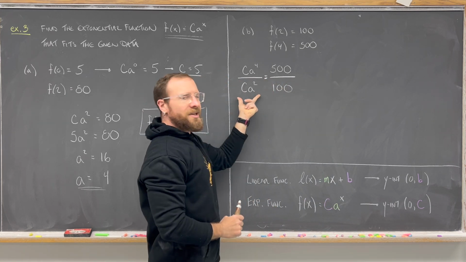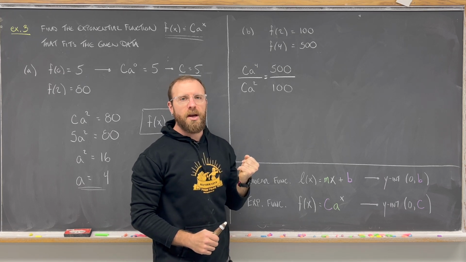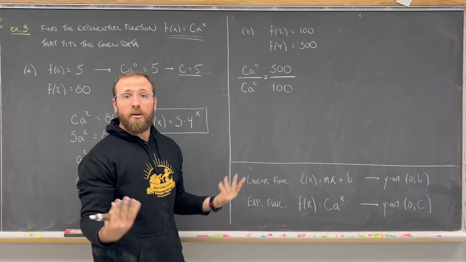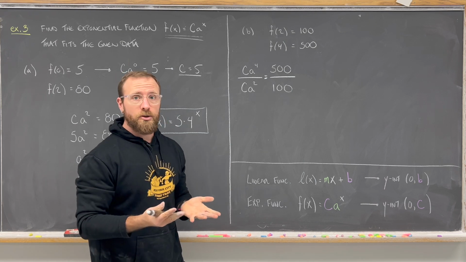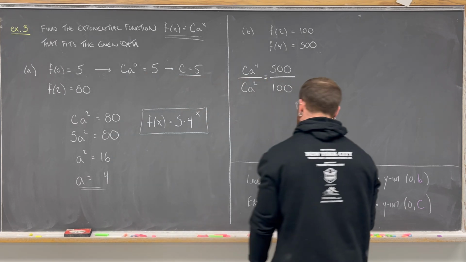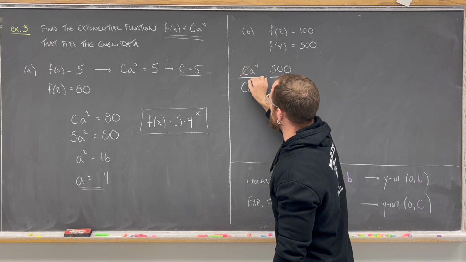But I was also told that ca squared was equal to 100. So I did divide both sides of that equation by the same thing, by equal quantities. And the result is a new equation that is also true, that is also satisfied by the same values of c and a. But progress has been made because now I can cancel the c's.